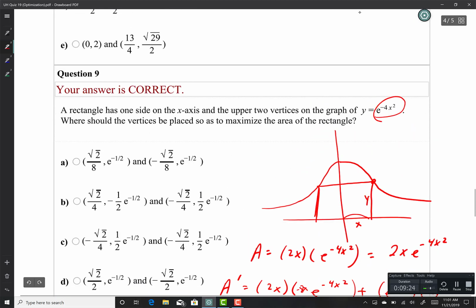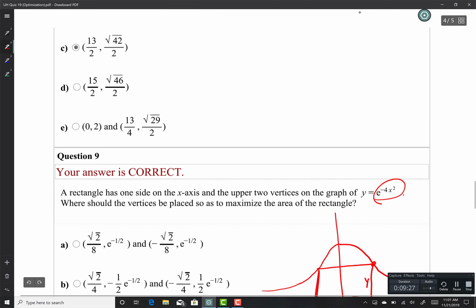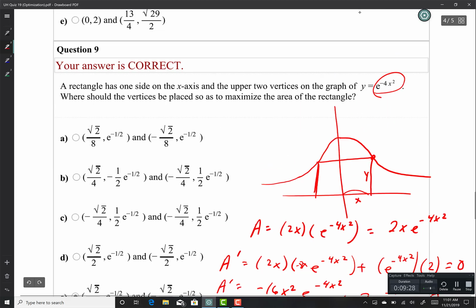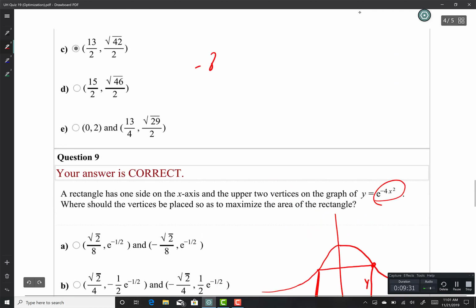I'm going to come over here where there's some white space here, guys. So negative 8x squared plus 1. Negative 8x squared plus 1 equals 0. Negative 8x squared equals negative 1. So 8x squared equals 1. x squared equals 1/8.